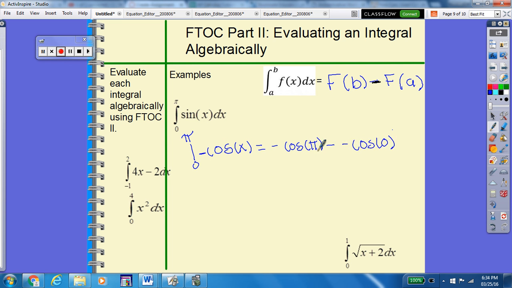So cosine of pi we know is, excuse me, negative 1. So we have negative times a negative 1, and minus a negative gives you a plus, and cosine of 0 is 1. So two negatives become a positive 1, plus 1, and the result is 2. And there it is. I believe we did this problem in your notes using Math 9, and we got 2. So now you have an algebraic way of doing that. All right, last one.